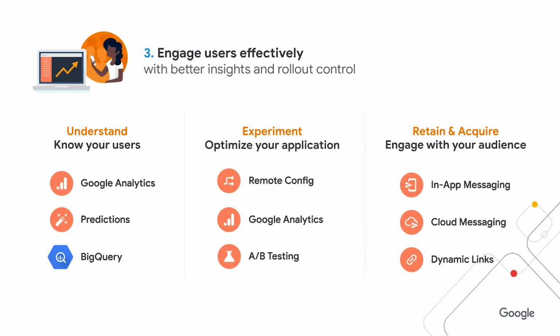2. To optimize the in-app experience with remote config and A/B testing, both of which are powered by data you've captured using Google Analytics. And last but not least, you want to connect with your users through in-app messaging and cloud messaging, which allows you to reach users who haven't visited your app in a few days, or conversely, to reward your most engaged customers.